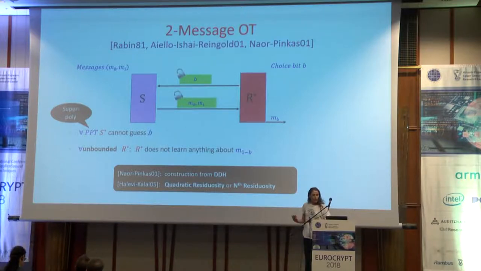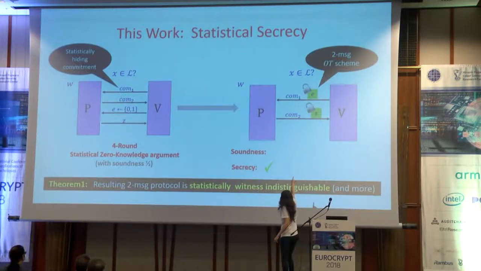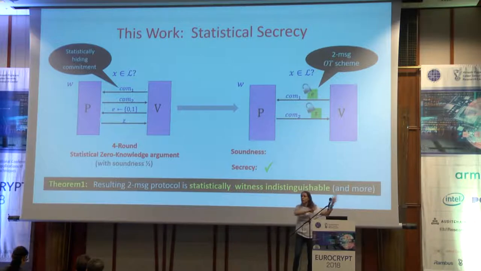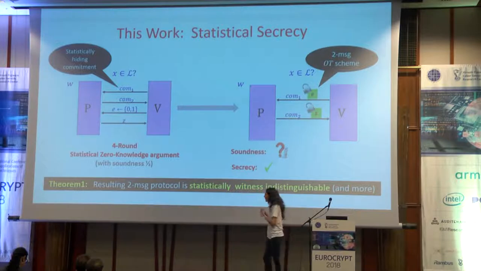Okay. So that's the primitive you use, and because we get security here against an unbounded receiver, when we get this protocol, we get statistical security as well. And why it's WI, it's from the previous work, exactly as in the computational setting. Quite interestingly, that's not where the hard part is. The hard part of this work is actually on soundness. So the real question is, why is this sound?